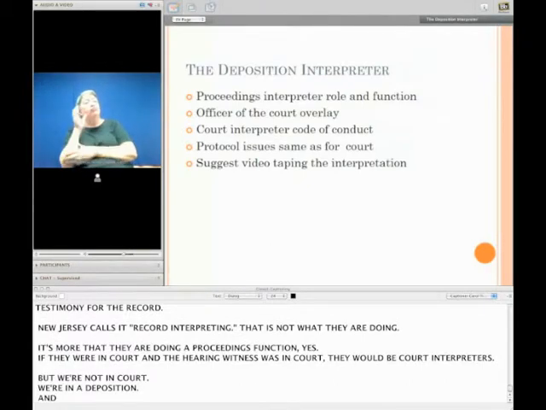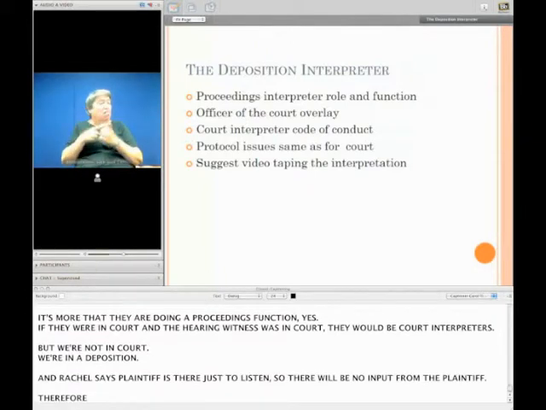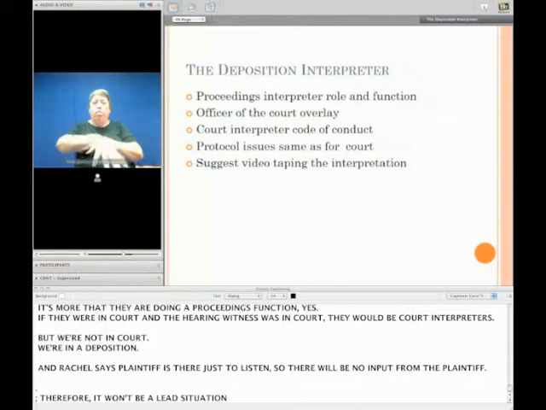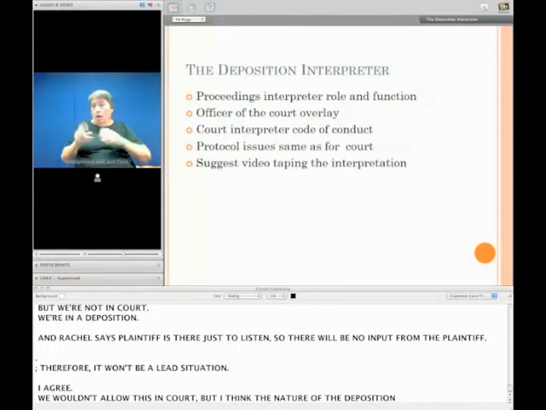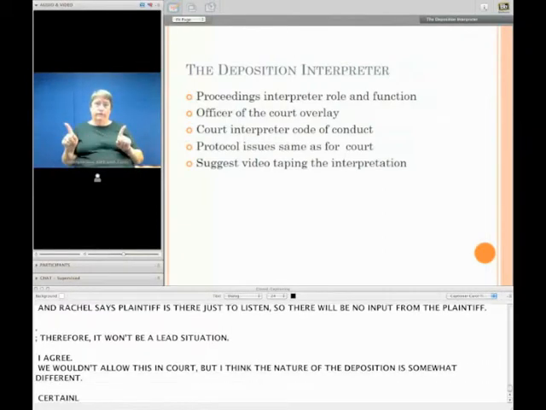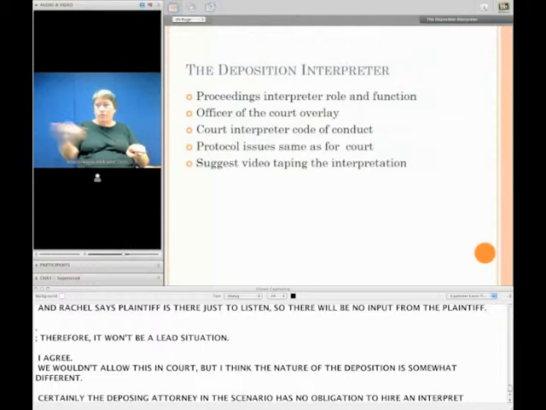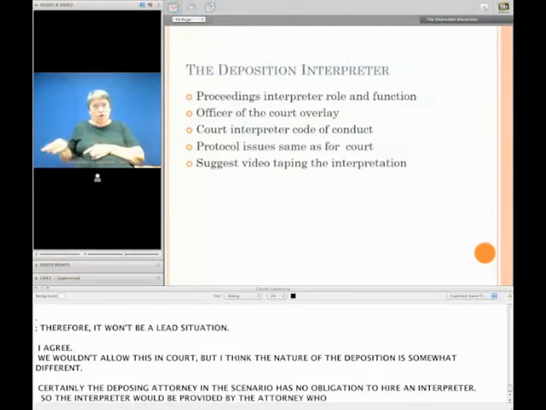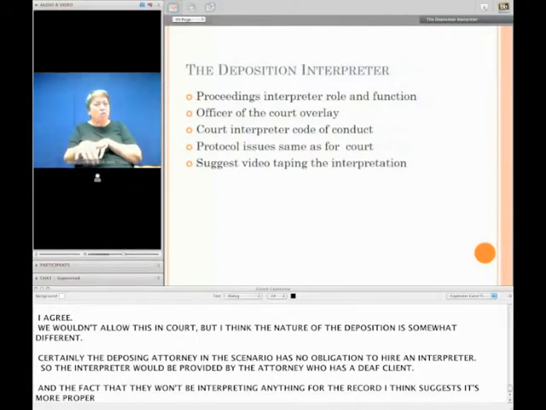And Rachel says plaintiff is there just to listen, so there will be no input from the plaintiff, therefore it won't be a bleed situation. I agree. We wouldn't allow this in court, but I think the nature of a deposition is somewhat different. Certainly the deposing attorney in this scenario has no obligation to hire an interpreter. So the interpreter would be provided by the attorney who has a deaf client. And the fact that they won't be interpreting anything for the record, I think, suggests that it's permitted to use them.